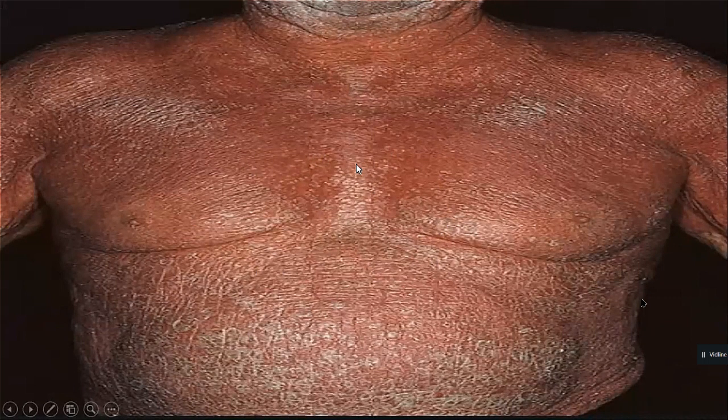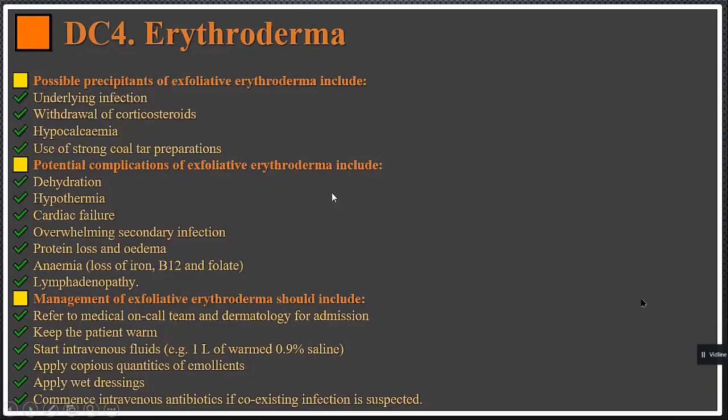Erythroderma. Yeah, or red man. So possible precipitants, which can be a question in the exam, maybe infection, maybe withdrawal of corticosteroids, the patient stopped steroids, hypocalcemia, use of a strong coal tar preparation.